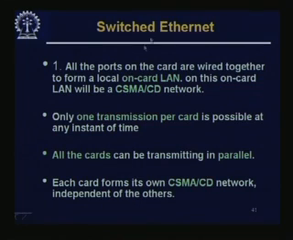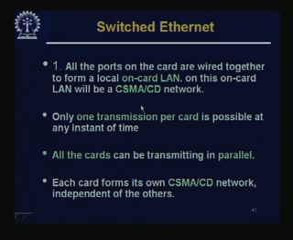One possibility could be that all the ports on the card are wired together to form a local on-card LAN. So, this line card itself is a local on-card LAN. On this on-card LAN there will be a CSMA/CD network. Okay. So, CSMA/CD may operate on that particular card itself. In that case the same thing will happen, collisions will be detected and things like that. Only one transmission per card is possible at any instant of time. So, if you are doing that, that means you have made that line card a shared medium.